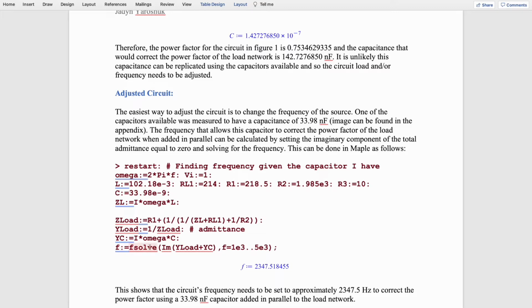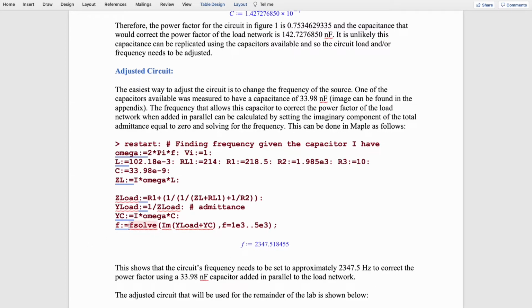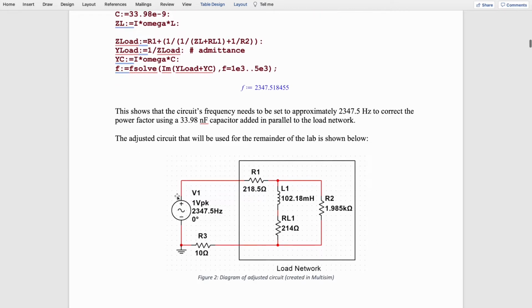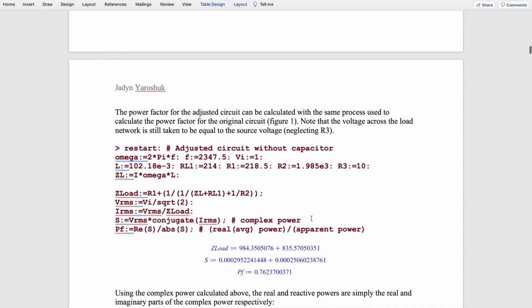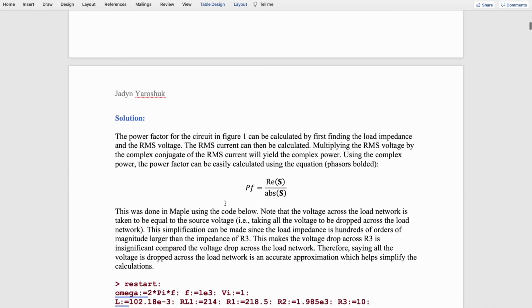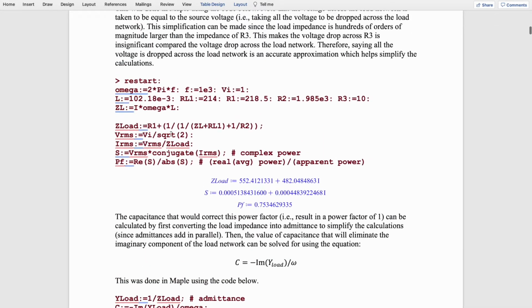And so then I can calculate the frequency that would make the imaginary part of the load admittance plus the capacitor's admittance equal to 0. And this results in a frequency of around 2,347.5 hertz. And so I will be using the circuit plus the circuit with the capacitor added in parallel for the remainder of the lab. And so, first step, we calculated the power factor of that adjusted circuit using the same method we used back up here for the not adjusted circuit.